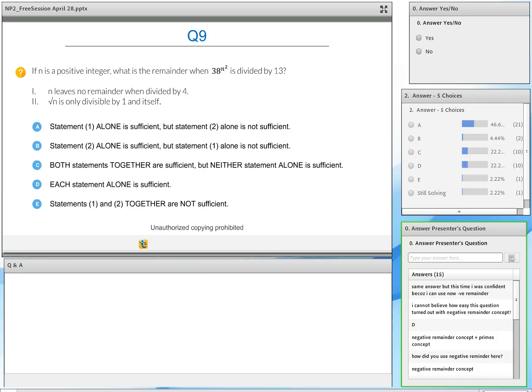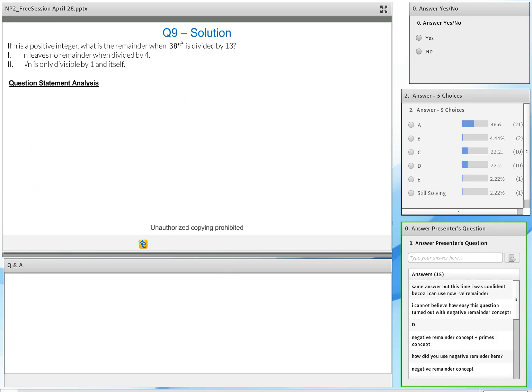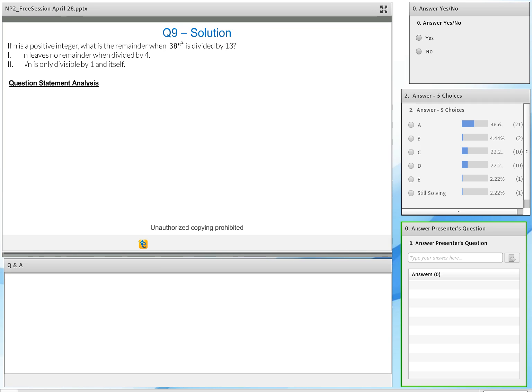All right, so I have a question: minus 1 raised to power 2, 3, 5, 7 all give the remainder, so why is it not option D? Okay, let's solve the question now. Okay, so question statement analysis. Now, let me ask you this. Before you all started processing statement 1, what was your takeaway from the question statement? Or in other words, what was the simplification of the question statement?